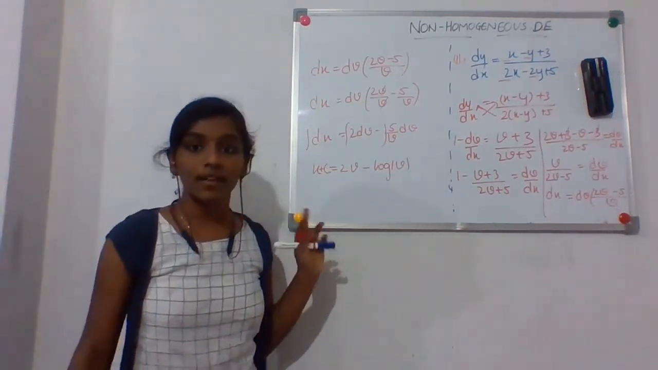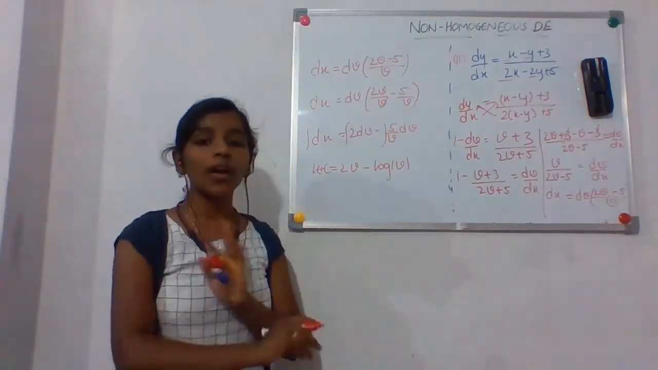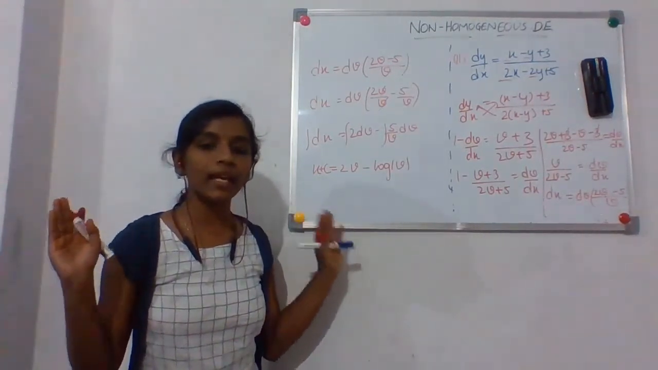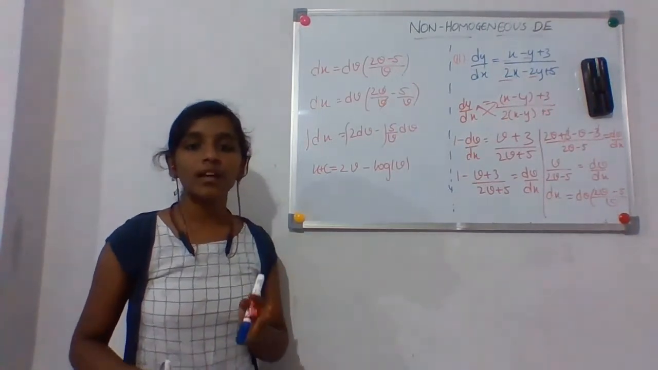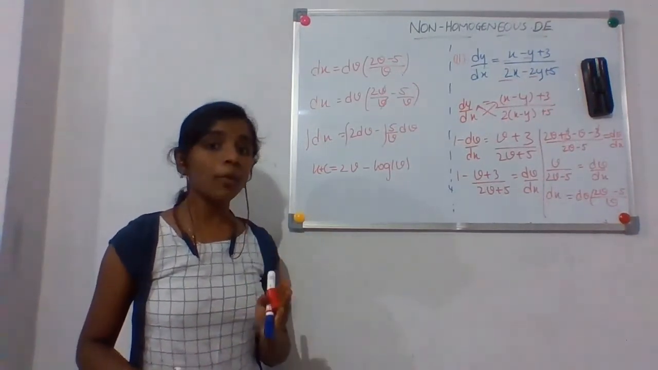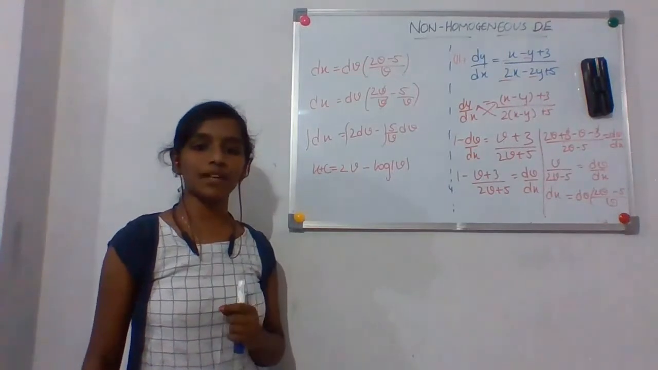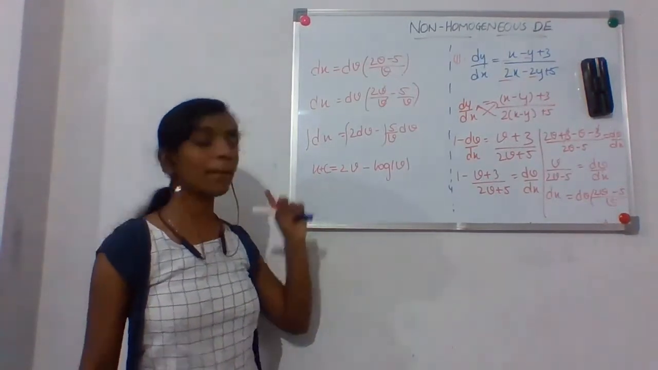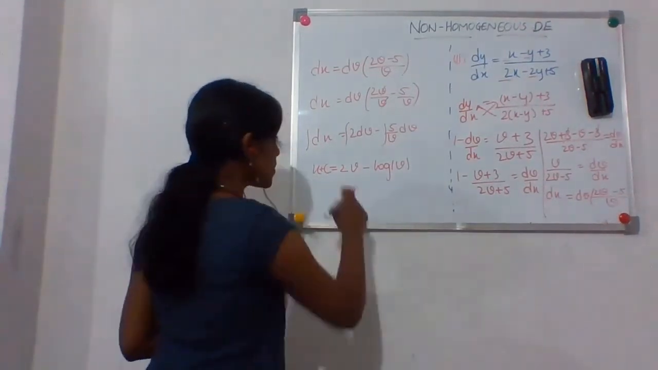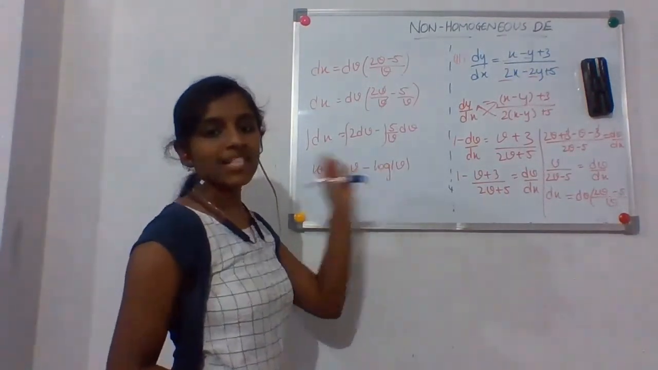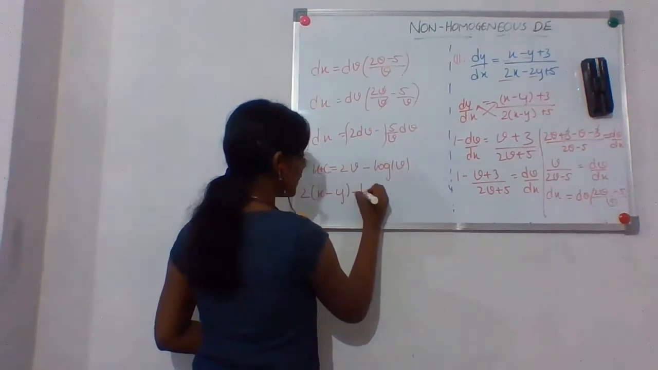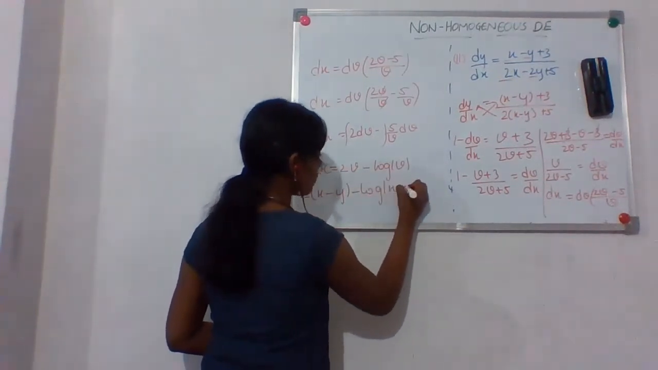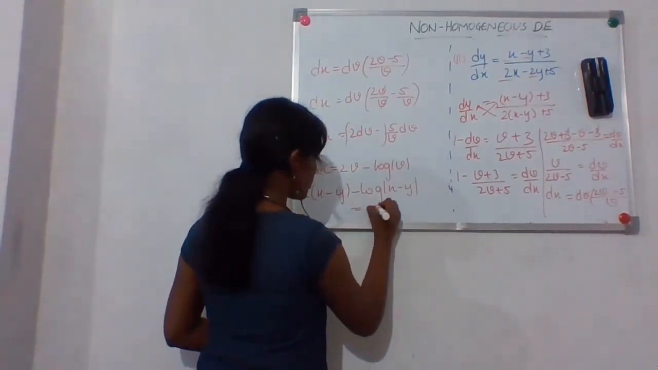That is the plus c you are not at all going to forget in any place. If you are going to forget, you are definitely going to lose 1 mark or 2 marks in your public exams. Understand? Do not miss putting plus c over here. Understand? So instead of v, you can now put x minus y. So 2 into (x minus y) plus 5 log mod (x minus y). This is equals to x plus c.